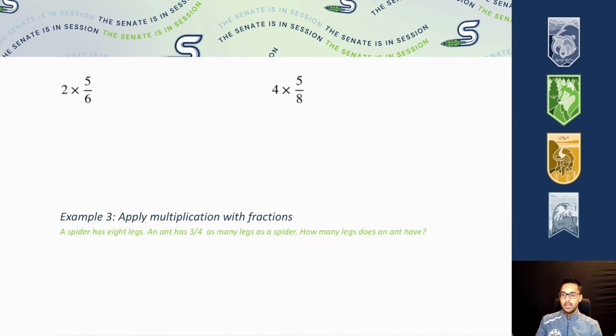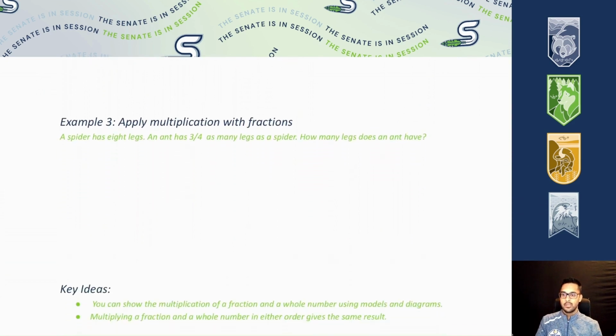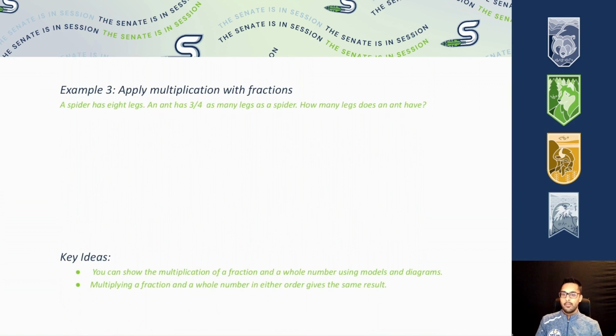And we'll talk about this application question here, a little bit of a word problem, before we wrap this up. So a spider's got 8 legs, an ant has 3/4 as many legs as a spider. How many legs does that ant actually have?